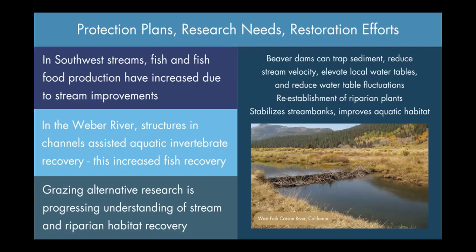Beaver dams can trap sediments, reduce stream velocities, elevate local water tables, and reduce water table fluctuations. When paired with livestock grazing management, this allows for reestablishment of riparian plants. This stabilizes stream banks, improving aquatic habitat. Potentially, beaver dams can be used to restore aquatic and riparian cold desert stream systems. More research needs to be done, but there are many people working very hard to protect and preserve the Great Basin stream and riparian communities.